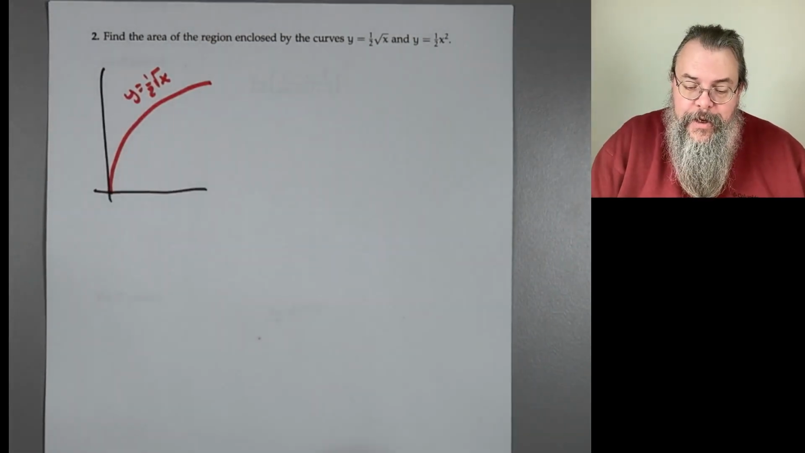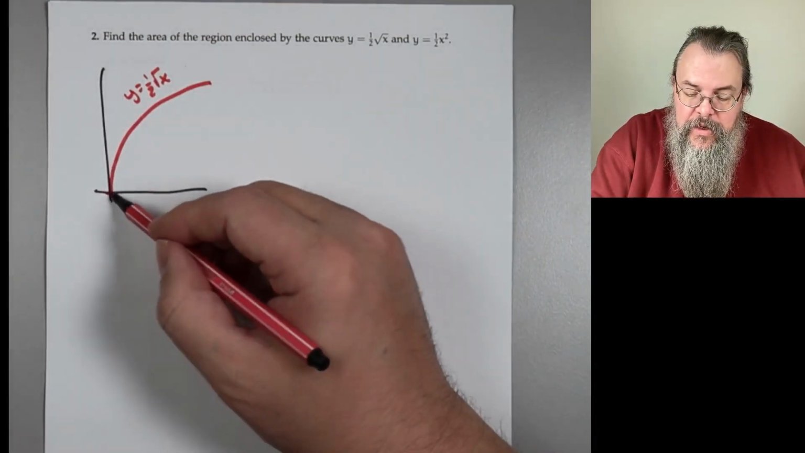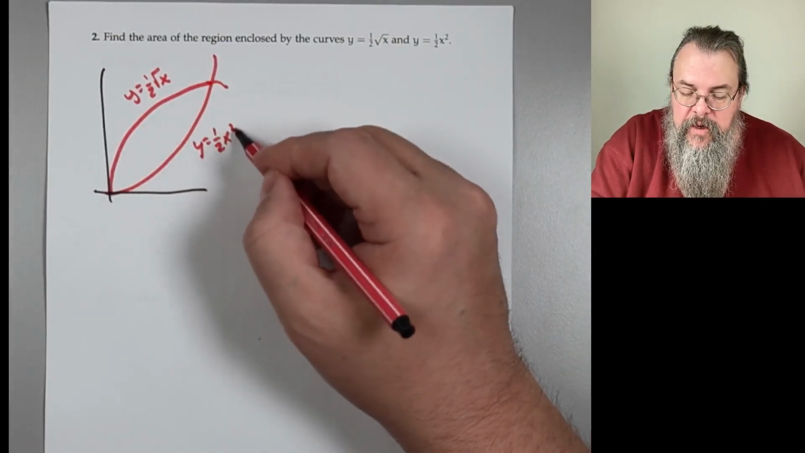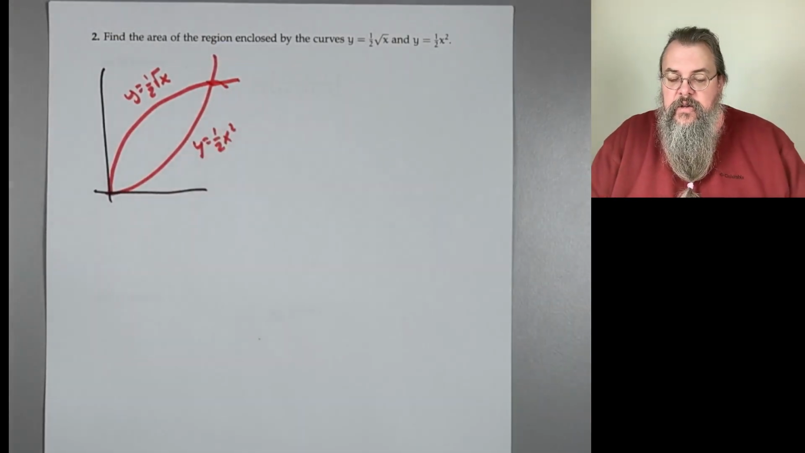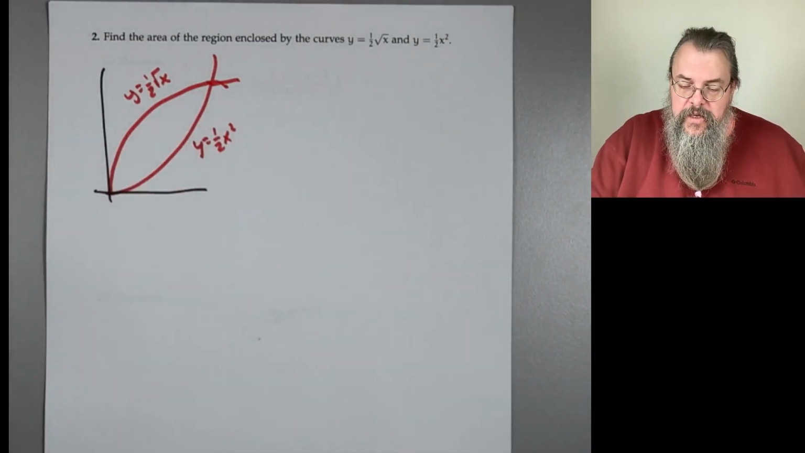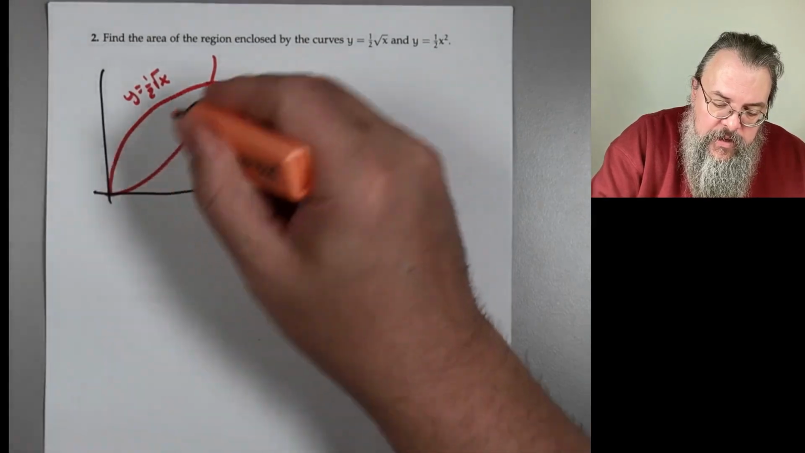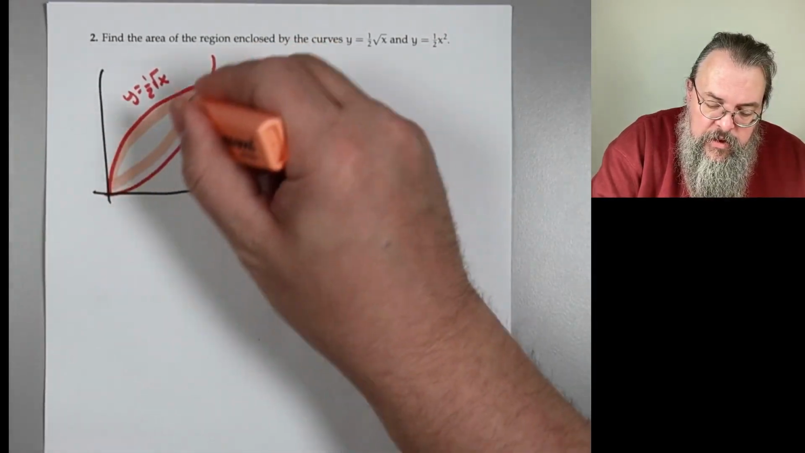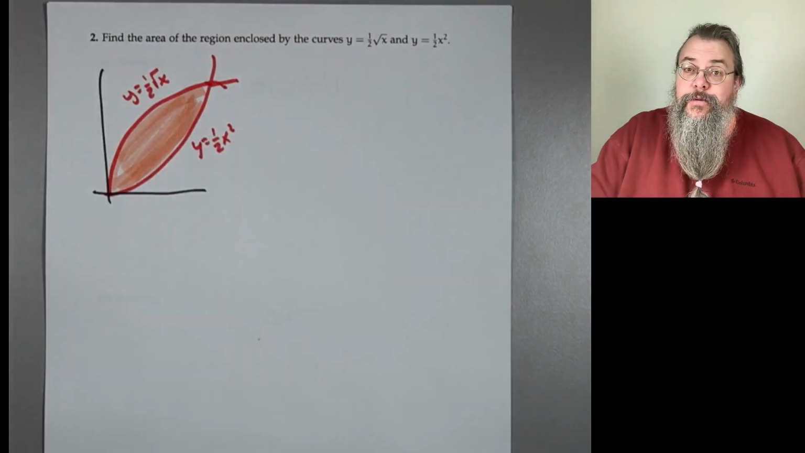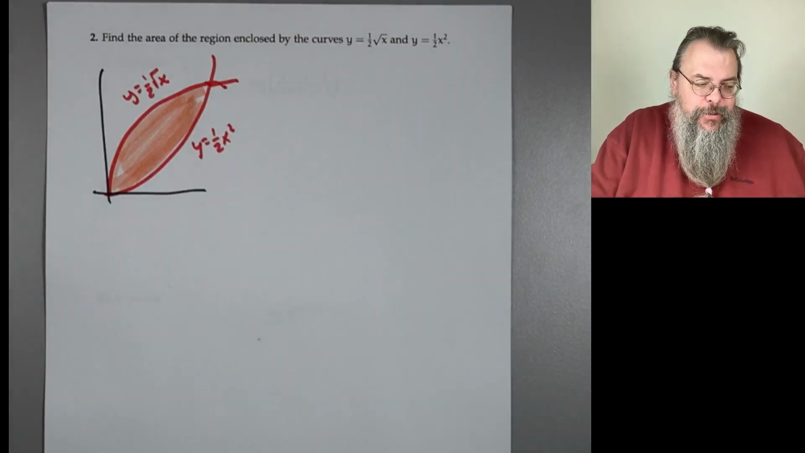That looks like a parabola. So that's y equals 1/2 x squared. All right, so it looks like they have this sort of intersection going on. Okay, that's fine. We're after this area. Now, one thing that they didn't tell us is where to start and stop. So we've got to figure that out.